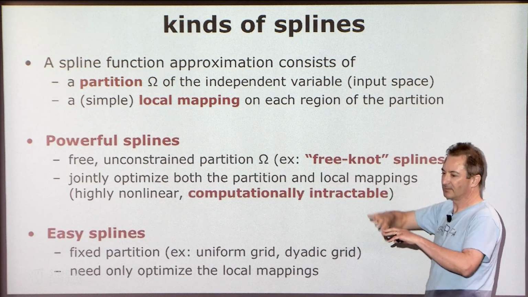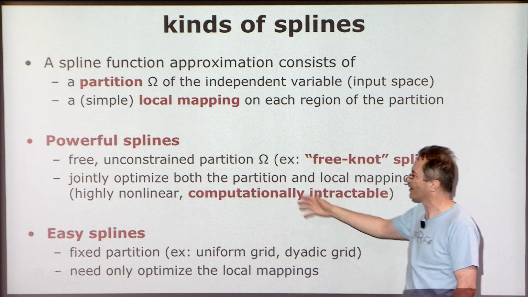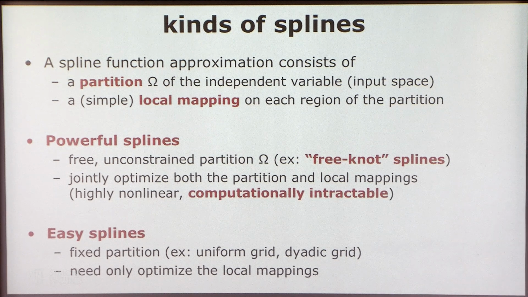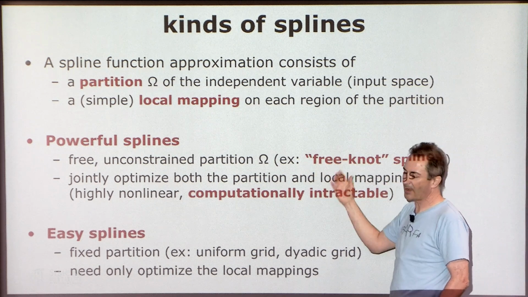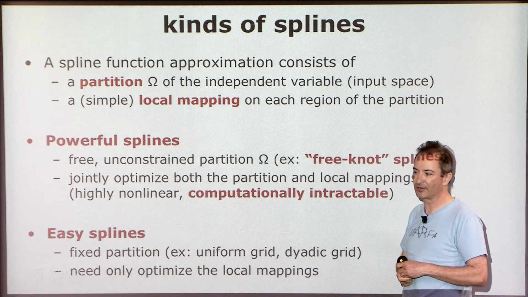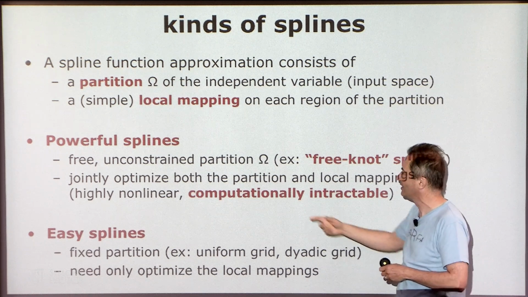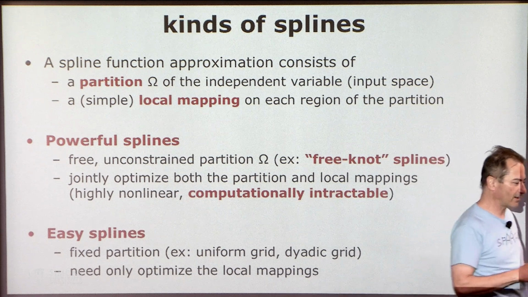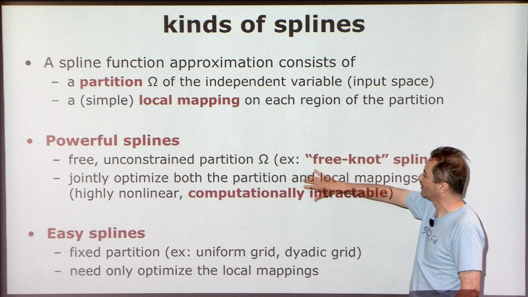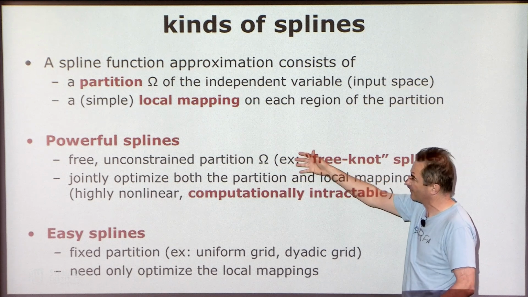There are two big classes of splines. There are the really powerful splines, for example, free knot splines. This is where you let the partition be arbitrary, and then you jointly optimize both the partition and the local mapping. These allow you to have the highest quality approximation. But it's important to note that they're computationally intractable in 1D. And in higher dimensions, even dimensions 2 and above, it's not even clear how to define what a free knot spline is. So these are something we'd really like to be able to do, but very, very difficult.